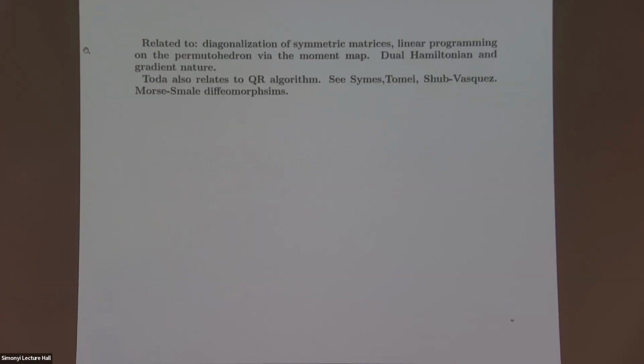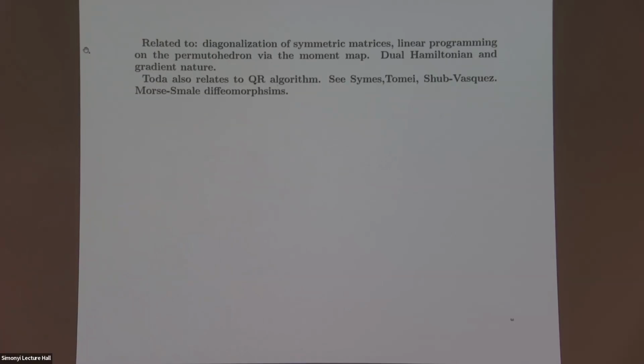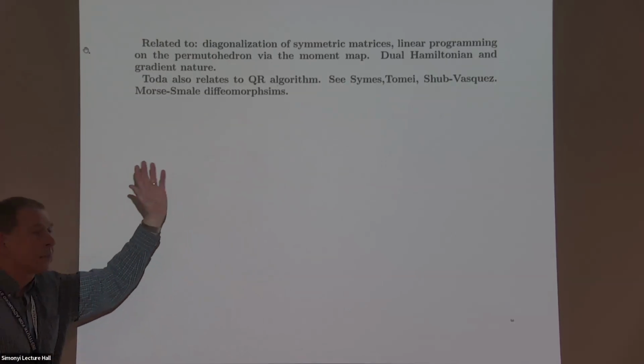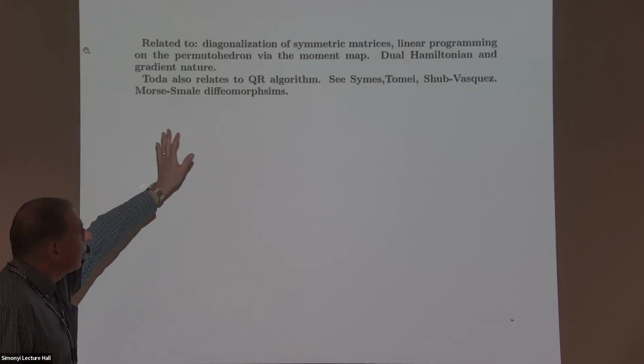Okay, so this flow that I just showed you actually has all sorts of interesting applications by itself. As I'll explain as we go along, if you look at the equilibrium of this flow, it's a diagonal matrix. It can be used to diagonalize matrices, to do linear programming on permutahedra. And as I mentioned, it has this dual Hamiltonian and gradient nature when you relate it to the Toda lattice. And there's also an application to algorithms.